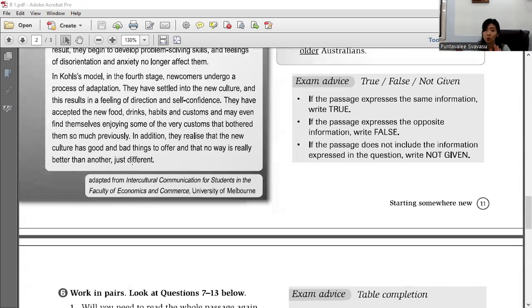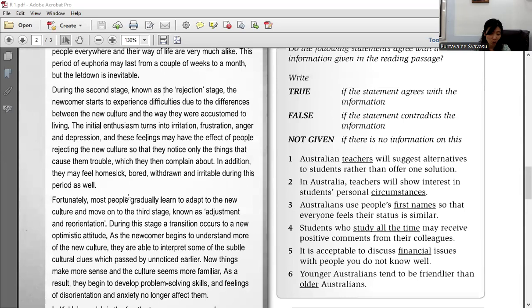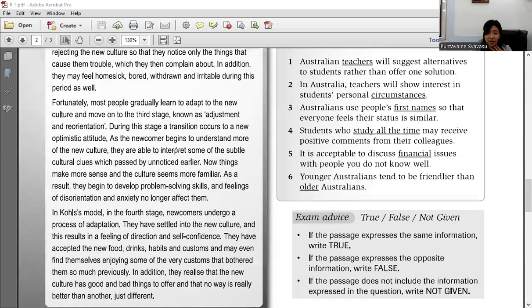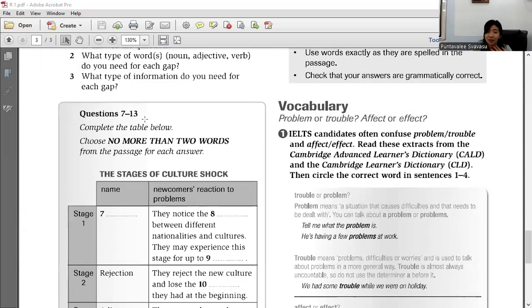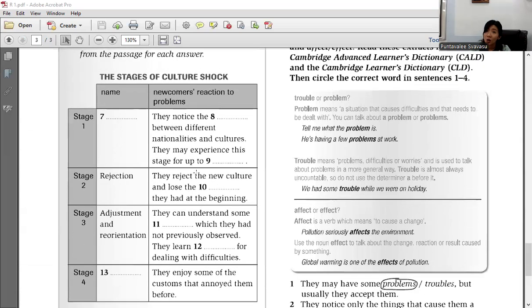There are 2 parts, and the questions we're going to focus on, which are equal to the actual test, are this part here: questions 1 to 6, true, false, not given, and also 7 to 13, where you fill in the table. So this is one reading. In the actual test, this is one reading that you have to do.